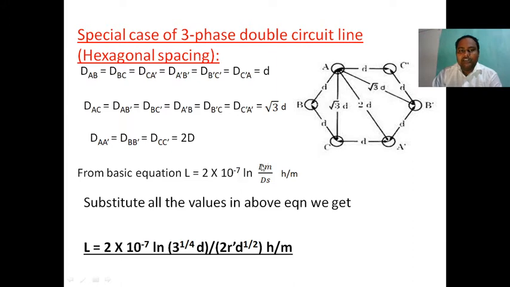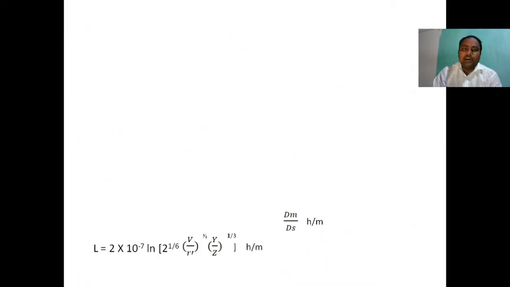Substitute all the distances into the basic formula. We get the answer. Inductance L is equal to 2 into 10 power minus 7 log 3 power 1 by 4 into D by 2 R dash T whole power 1 by 2 Henry per meter. So no problem, this is a special case of three-phase double circuit. What is the difference between a single circuit and a double circuit of a three-phase line? A single circuit has only three conductors, a double circuit has every phase having two conductors.